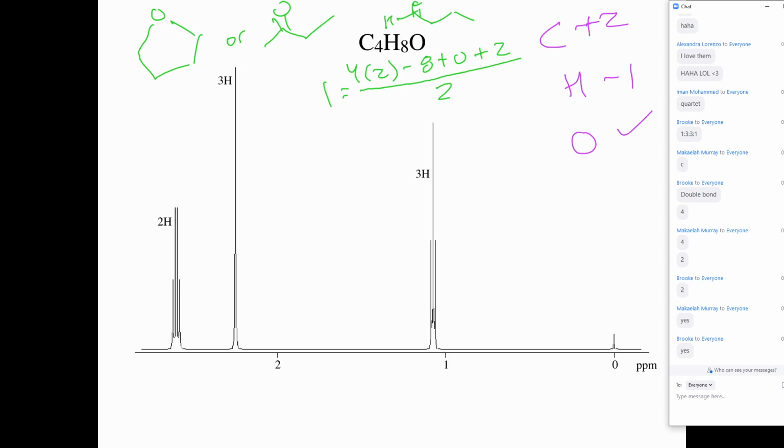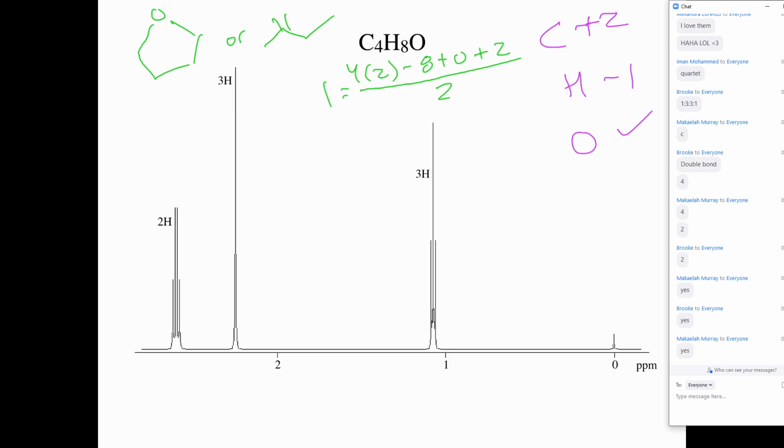Okay, so is it okay if I erase the possible structures? I need the room, basically. So I'm going to get rid of my potential structures. I'm going to leave the units of saturation because that's helpful to me. And I want you to walk me through this. Tell me first and foremost, would you buy into the fact it's a 2 to 3 to 3 ratio? Yep, exactly. Okay, can I quote you on this?